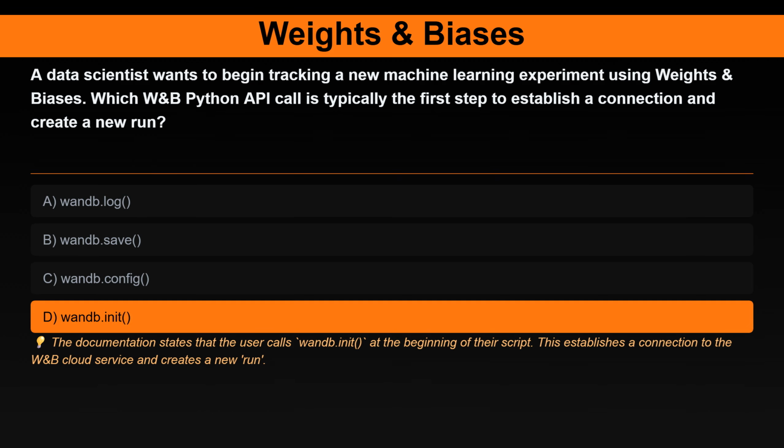The correct answer is wandb.init. Here's the explanation. The documentation states that the user calls wandb.init at the beginning of their script. This establishes a connection to the W&B cloud service and creates a new run.